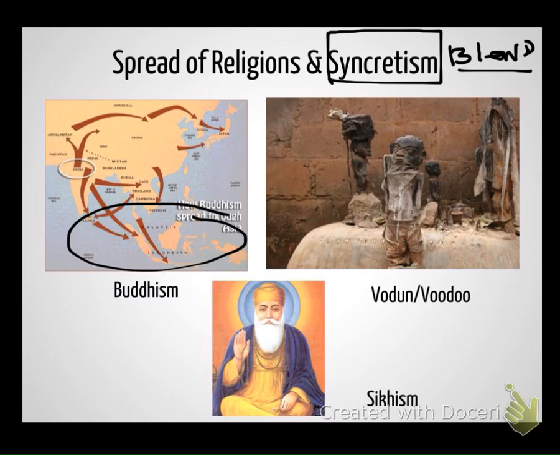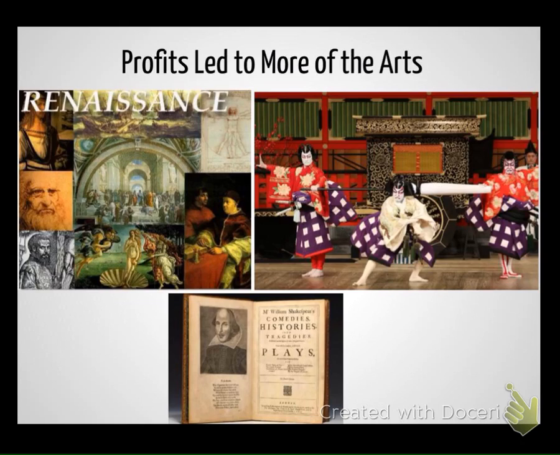So the spread of religions happens because of trade networks. We've talked about that before in the last period with, for example, how Islam spreads across Africa as well as into the Indian Ocean. So whenever you think of spread and trade, you want to think of religion as well.